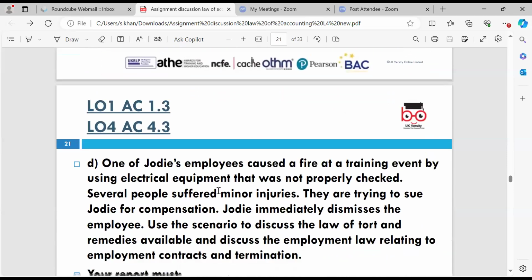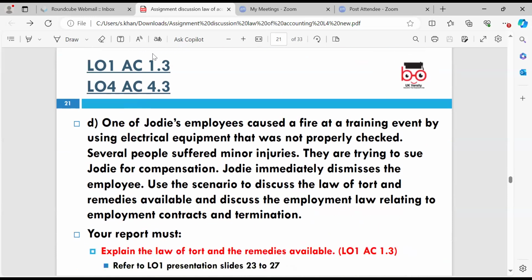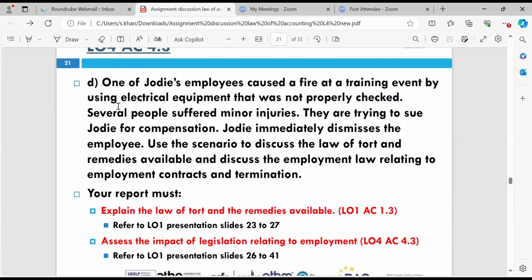So this is the last part, which is D. Within learning task 1, you have A, B, C, and D, okay? Within learning outcome 1, AC 1.1, you will also be looking at learning outcome 4, which is AC 4.3. So you need to be looking at both learning outcomes for D. One of Jodie's employees caused a fire at a training event by using electrical equipment that had not been properly checked. Several people suffered minor injuries. They are trying to sue Jodie for compensation.